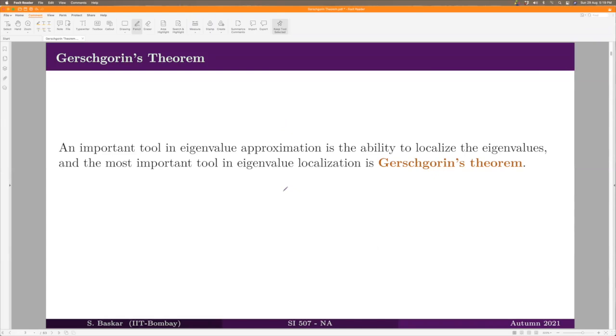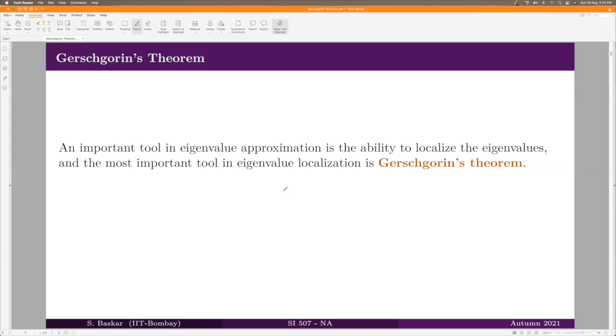Gerschgorin theorem can be used for matrices which have complex eigenvalues also. In that sense, Gerschgorin theorem is more general. As far as our study of power method is concerned, we always assumed that the matrices we deal with have only real eigenvalues. In this section, when we are studying Gerschgorin theorem, we will also consider matrices which have complex eigenvalues, because Gerschgorin theorem can be used in such cases also.